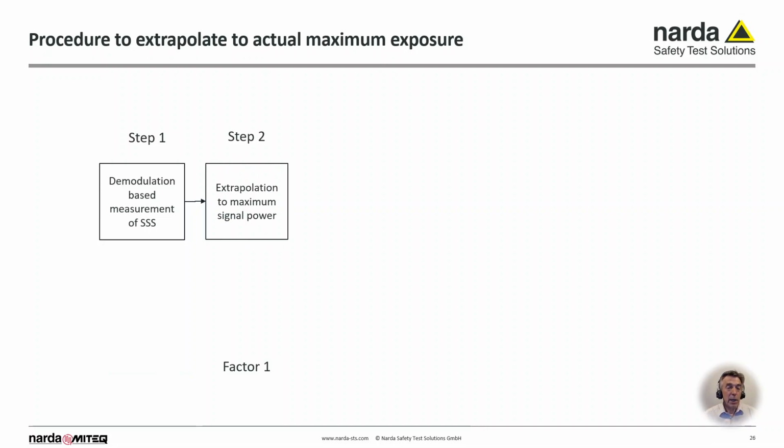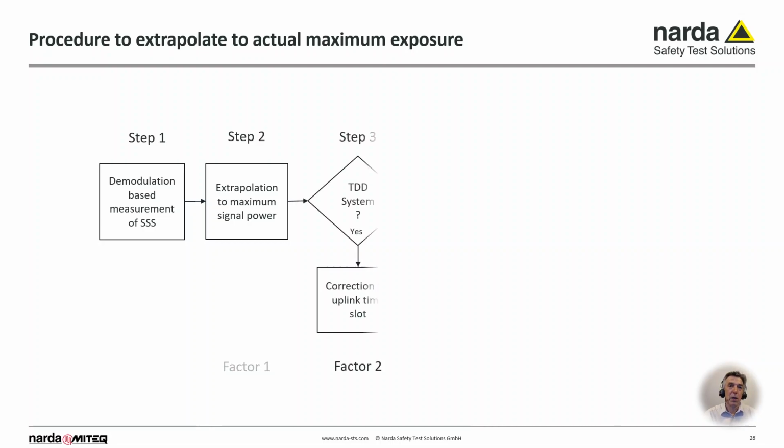So the next thing we have to do: the measurement result we see there is just one little resource element we are measuring. But the measurement signal, especially the traffic signal, is much, much wider. So we now, first of all, have to extrapolate to the maximum bandwidth, so the maximum signal power that is possible, and then we can reduce it again by the second factor, the TDD factor.